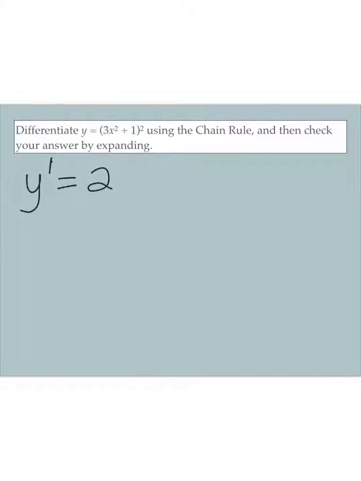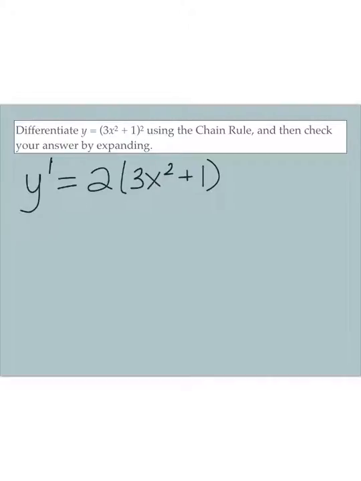2, because I dropped down the 2, right? Okay, then I keep the inside the same. So I keep 3x squared plus 1 the same. And now it's to the power of what? 1. And I could write the 1 or I could not write the 1, whatever you feel better about.